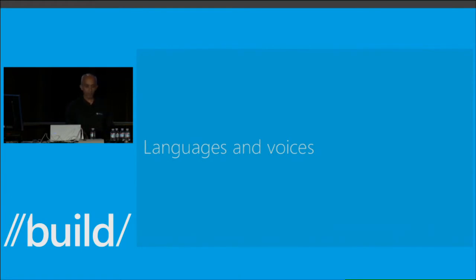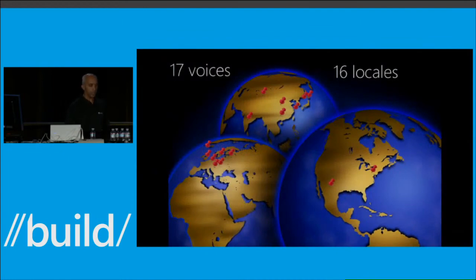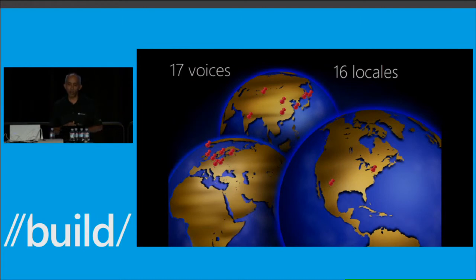So let's talk about languages and voices. Windows 8.1 includes 17 voices covering major markets worldwide. So your voice-enabled applications can reach a global audience. As I mentioned before, all the voices have been tuned in conjunction with the core engine improvements to make sure that they sound human-like and are appropriate to the language and the dialect that they support and can handle a variety of situations. So let's quickly walk through a language demo here.